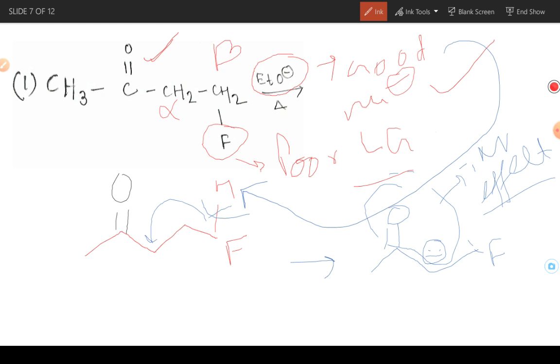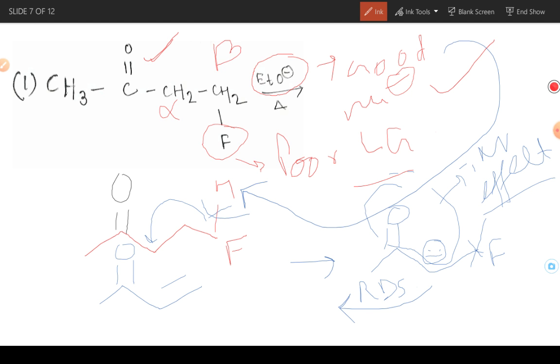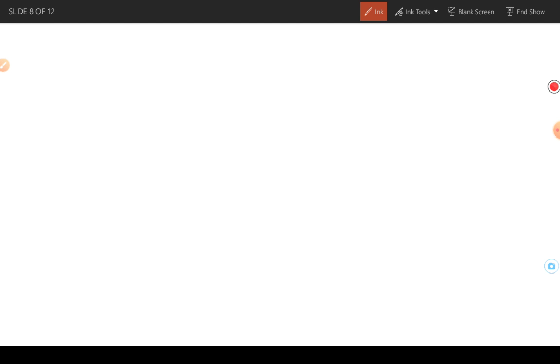The removal of the poor leaving group will happen. After this removal, you can see the product will look like this. And the pi bond formation is the rate determining step, as we have known earlier. So I will be telling you what the product will be in the next page. So just see. The product will look like this.